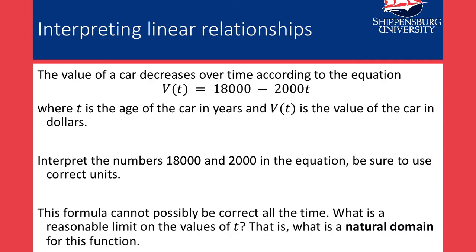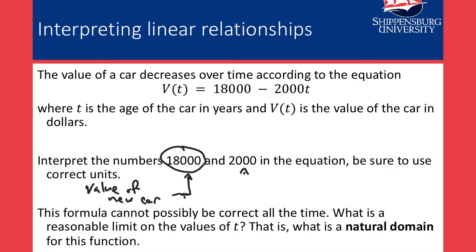So here's another example where we have the value of a car over time. V of t is the output, which is supposed to be the dollar value of the car at time t. The input is t, where t is the age of the car. So in the equation, the 18,000 is the value when t equals 0. If you put 0 in for t, you get 18,000. So this would be the value of a new car, because t equals 0. Remember, t is the age of the car. So a car that's 0 years old is a new car.